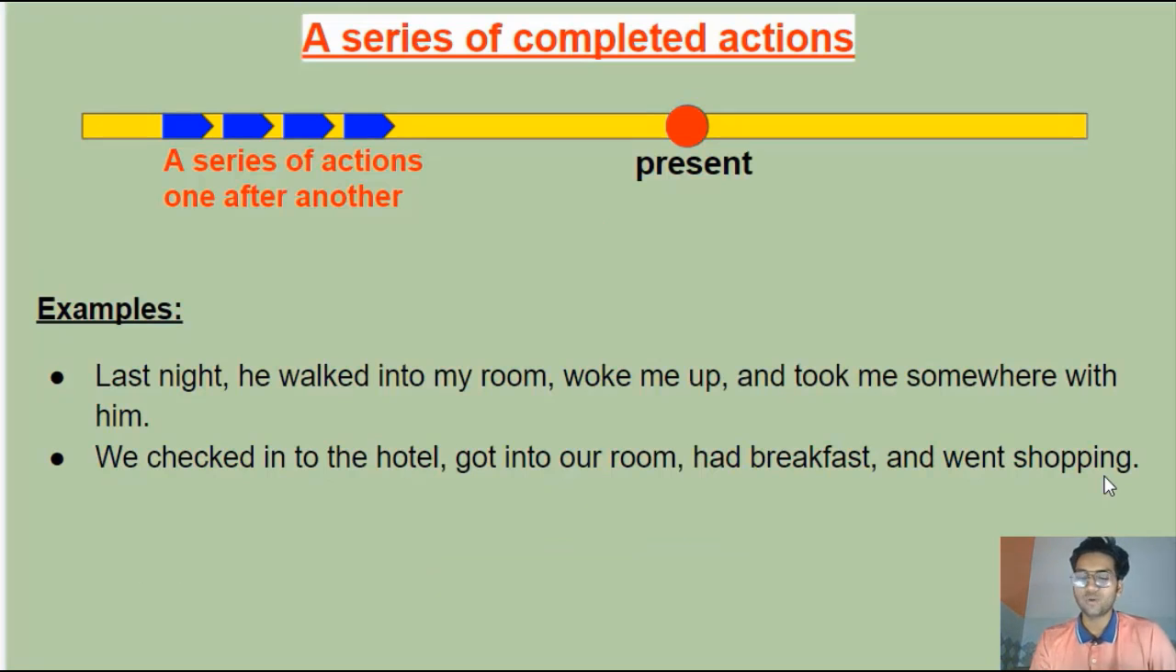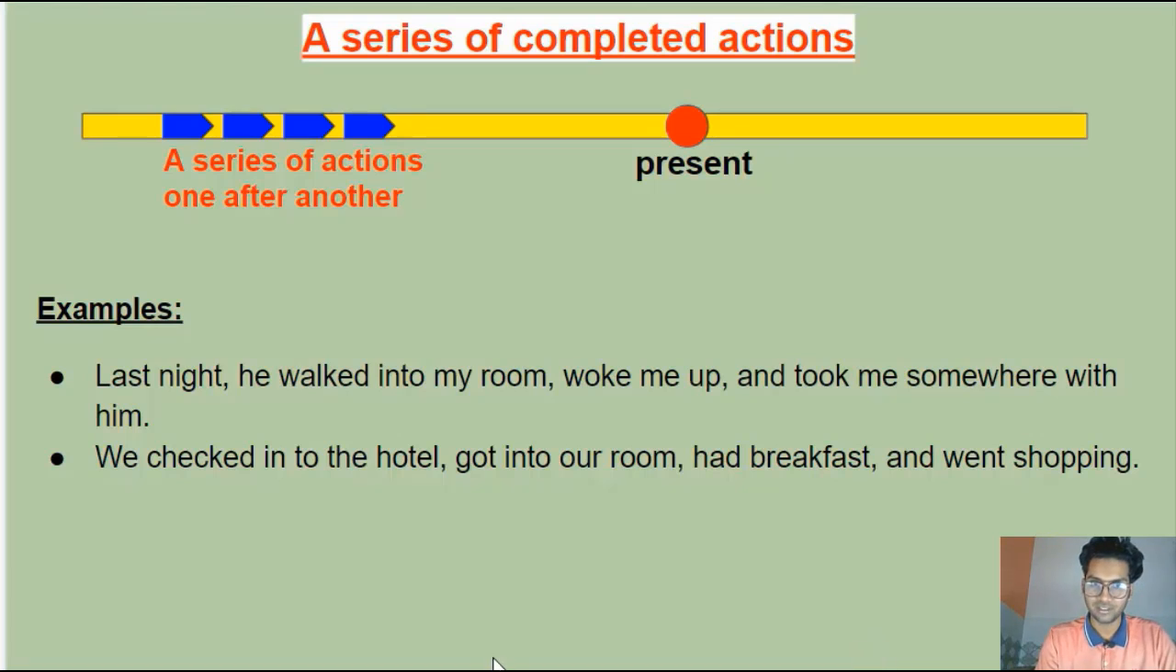Okay, now let's look at more usages of simple past tense. That's not it. We have more usages of simple past tense. Okay. A series of completed actions. When you want to talk about actions that happened in the past, one after another, in a series, right? One after another. And the time gap is very, very thin, right? The time gap is very minimal. You can use simple past tense and just talk about them, right?